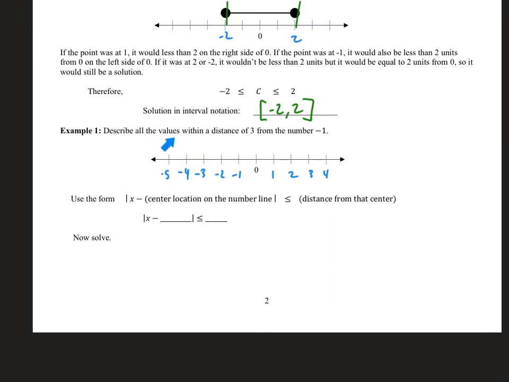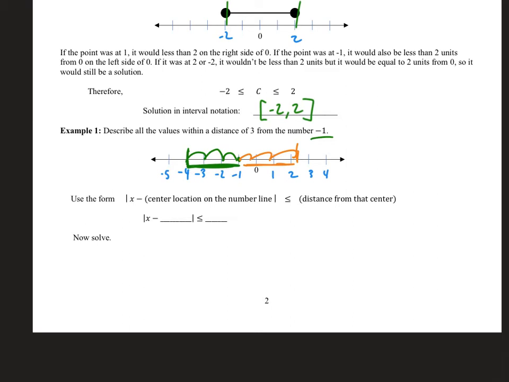So here we're going to describe all the values within a distance of 3 from the number -1. So what this is telling us to do is start at -1. I'm going to find all the numbers that are 3 away from that. So if I go 1, 2, 3, there's 1. All right, so all of these numbers are within 3 of -1. Or if I go 1, 2, 3 the other direction, all of these numbers are within 3 of -1.